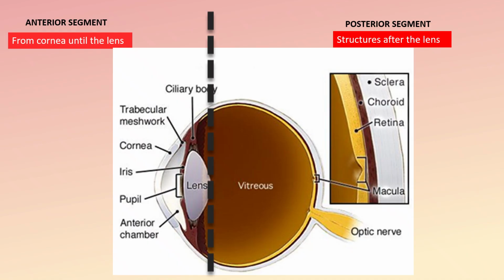This slide shows us the cross-sectional view of the eye anatomy. The anterior segment of the eye consists of structures from the cornea until the lens. The posterior segments are structures behind the lens, such as the vitreous humor, retina, macula, and optic nerve.